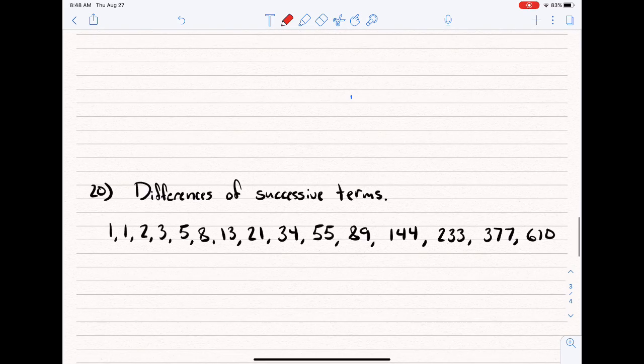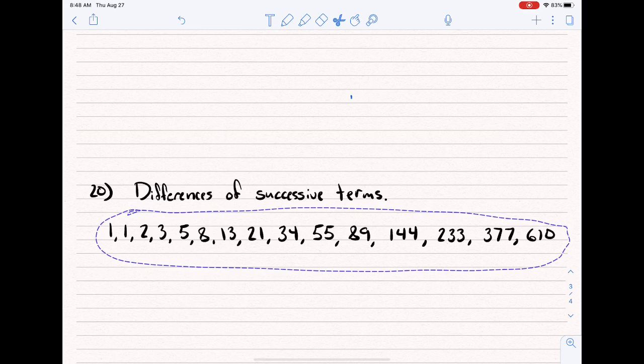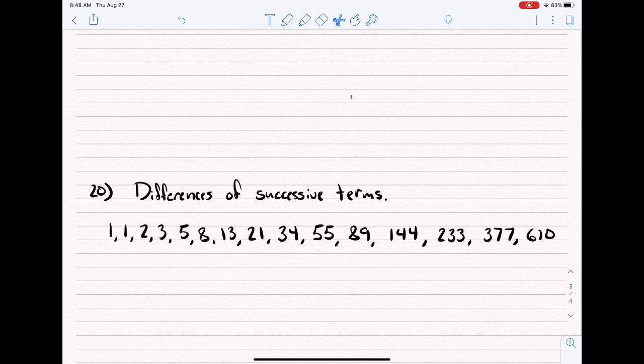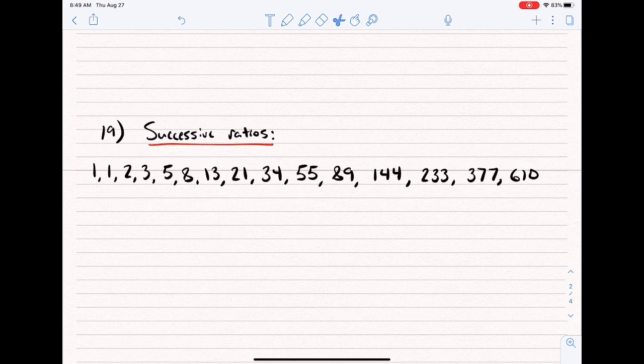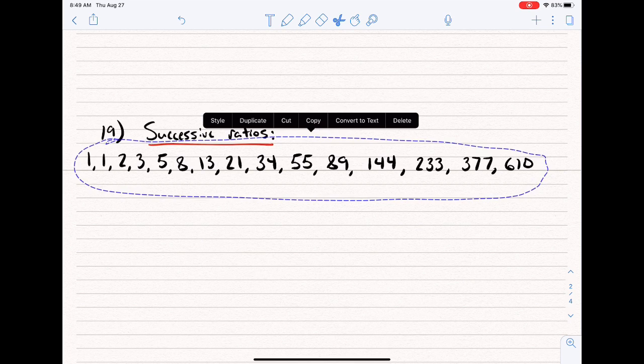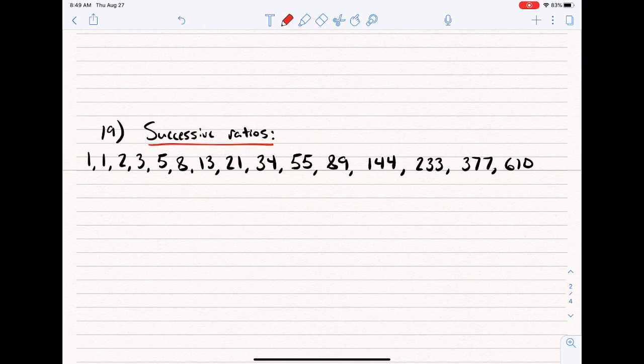Let's see. We'll take this group right here. This is the first bunch of terms of the Fibonacci sequence. 1, 2, 3, 4, 5, 6, 7, 8, 9, 10, 11, 12, 13, 14, 15. The first 15 of the Fibonacci sequence. We're going to take that and we're going to look at that. So successive ratios, what am I saying? Well, I could write that one of two ways. I could either put one term over the next term, or I'm going to put one term under the next term. And that would be how I'd come up with successive ratios.